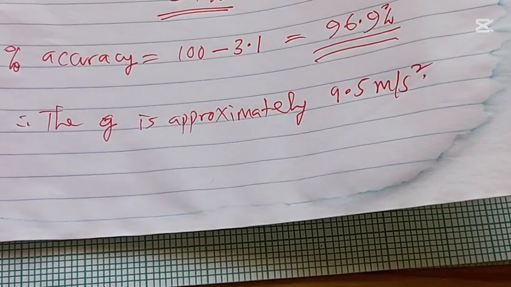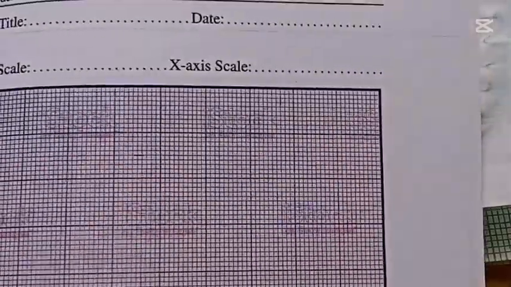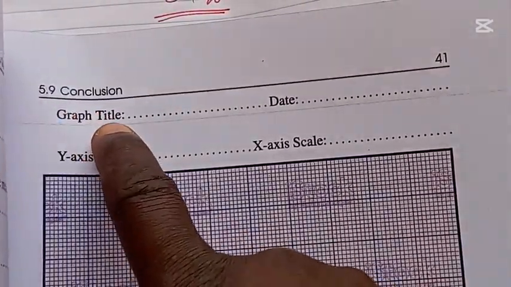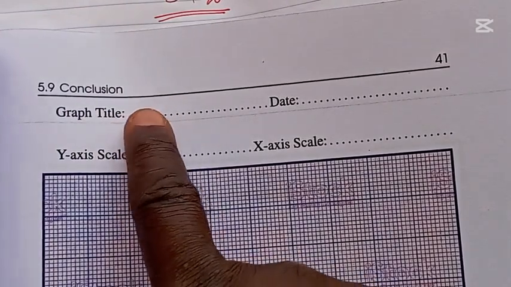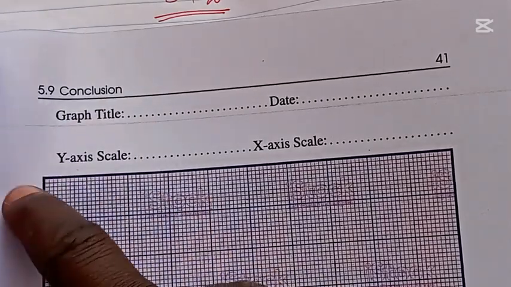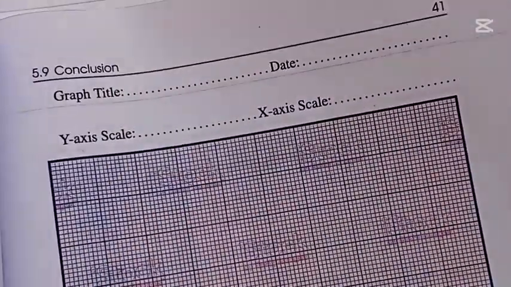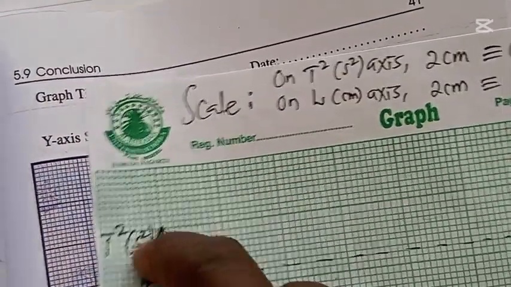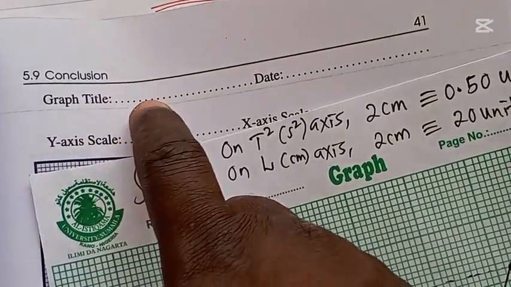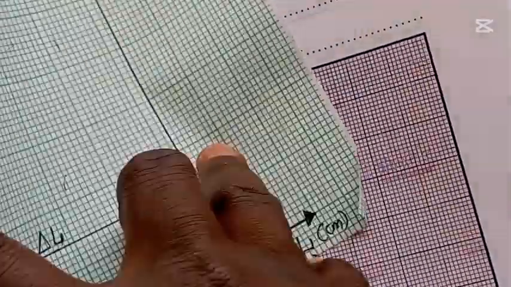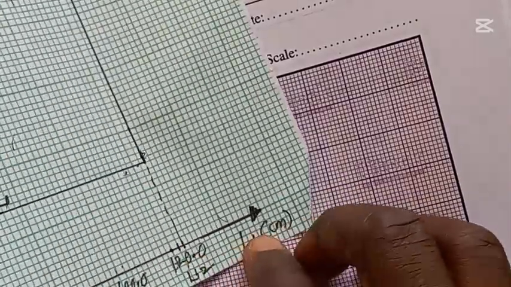Okay, there is one thing I didn't mention. When you are plotting the graph, you can see that you have a title here. So you say a graph of, then you mention the quantity on the vertical axis, and say against, then you mention the quantity on the horizontal axis. Like this one, the quantity on the vertical axis is t square, second square. So here I will say a graph of t square in brackets second square against, then I mention the quantity on the horizontal axis. On the horizontal axis I have L, so I say L in centimeter.